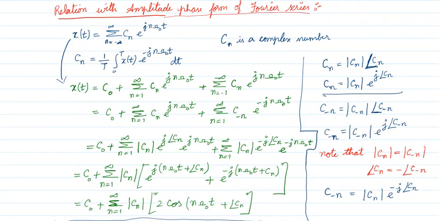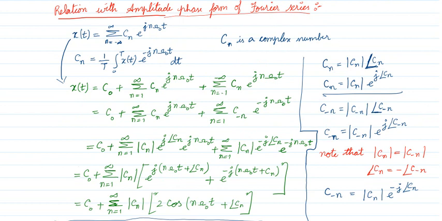Now we will see the relation between the exponential form and the last form of the Fourier series you have seen in the previous video, that is your amplitude phase form. I have given those two videos in the YouTube description. You can watch those videos before watching this exponential Fourier series video. So this is the amplitude phase form.